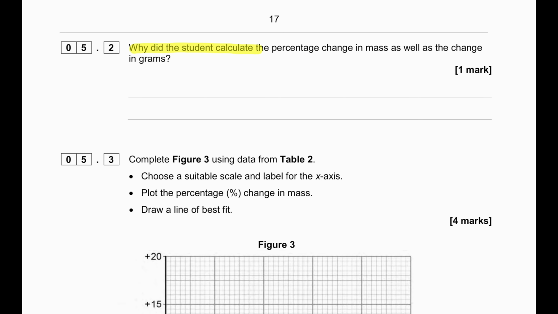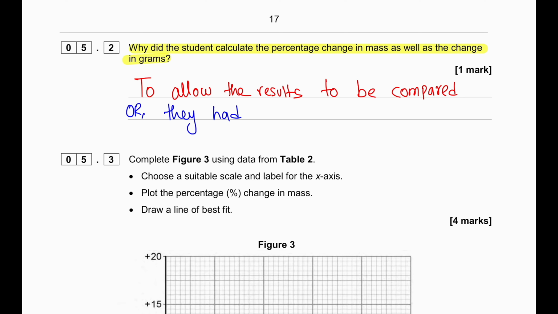Why did the student calculate the percentage change in mass as well as the change in grams? The student wanted the results to be compared, or we can say they had different masses at the start of the experiment so that the results can be compared.